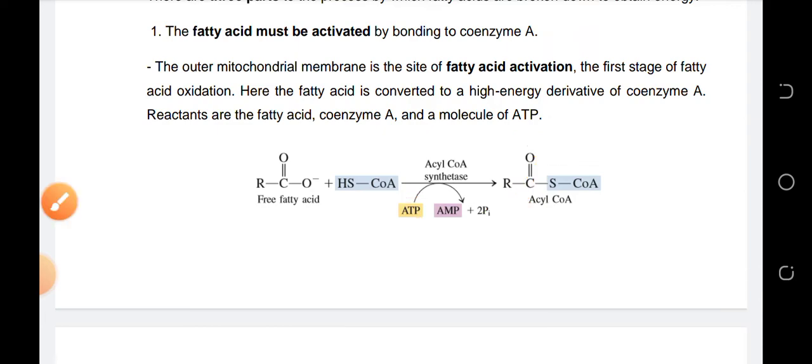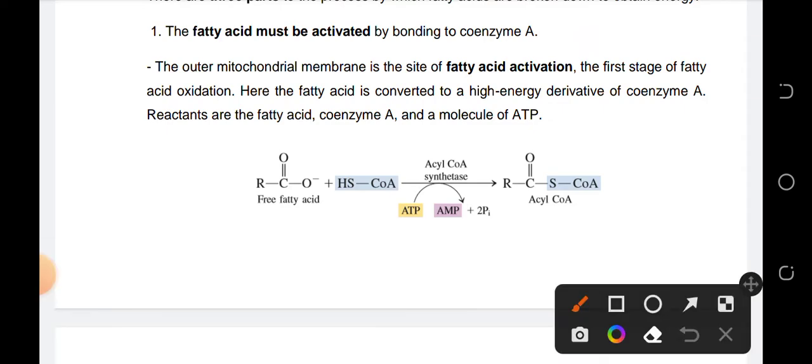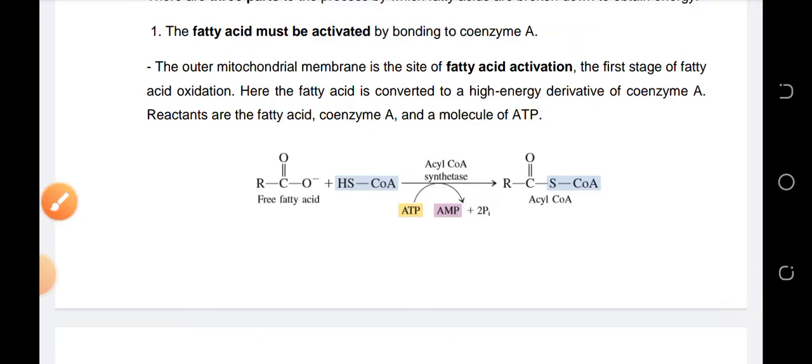AMP is adenosine monophosphate. Okay? And during this, meron tayong two inorganic phosphate na ma-produce from that ATP, and the enzyme is acyl-CoA synthase. Okay? So, the first activation lang, nag-join lang si CoA and free fatty acid to produce the acyl-CoA.